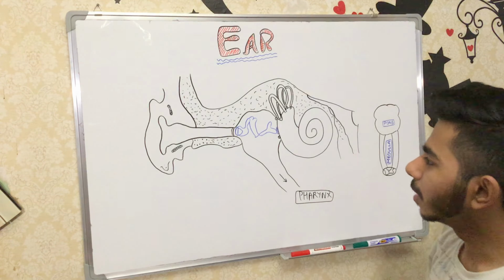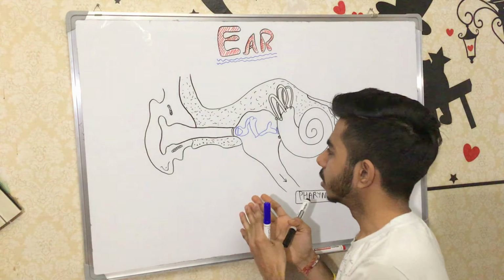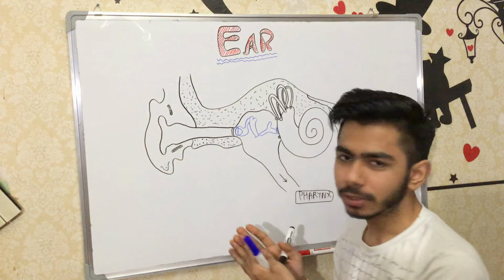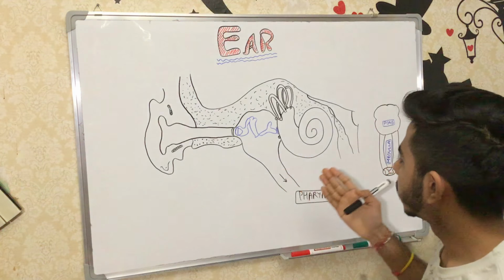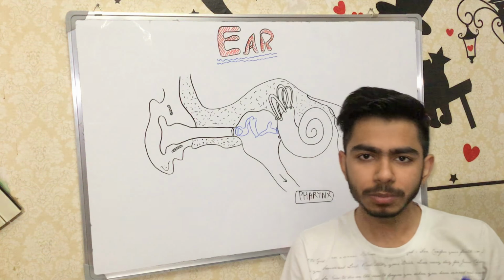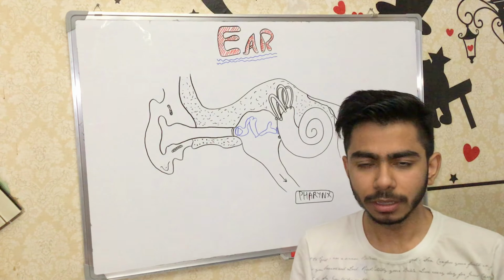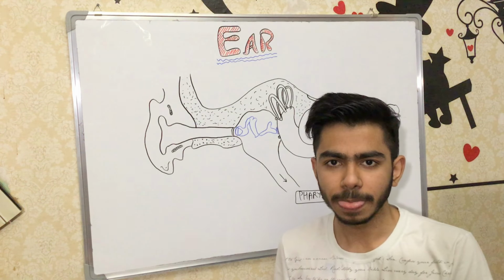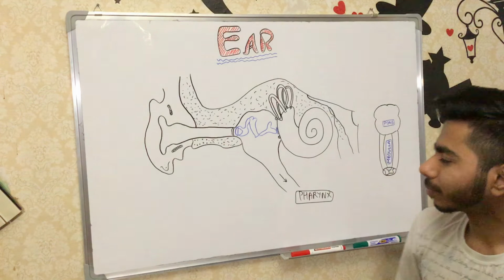So what structures mainly are present in these parts of the ear, that is external ear, middle ear and the inner ear, and how our ear helps us in hearing different kinds of voices. So we will talk about that.